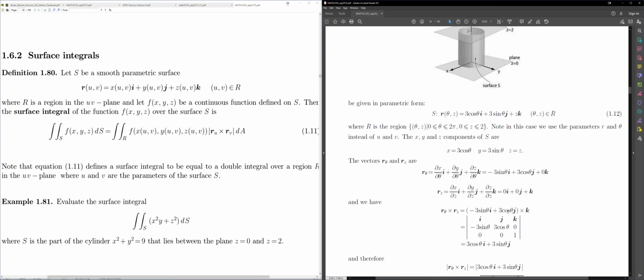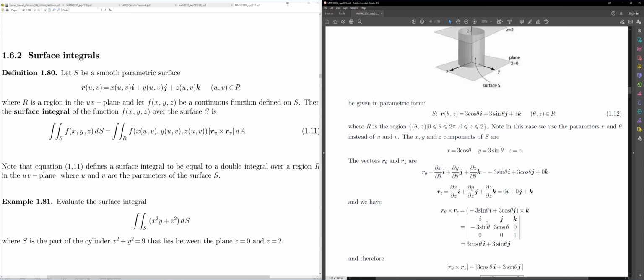I want to take this cross product, and you do it in the normal way, working it out via a determinant. The vector for r_theta is minus 3 sine theta, 3 cos theta, and 0, so you put this vector in your second row. Then you put the vector for r_z in the third row, 0, 0, 1. And now you work out this determinant.